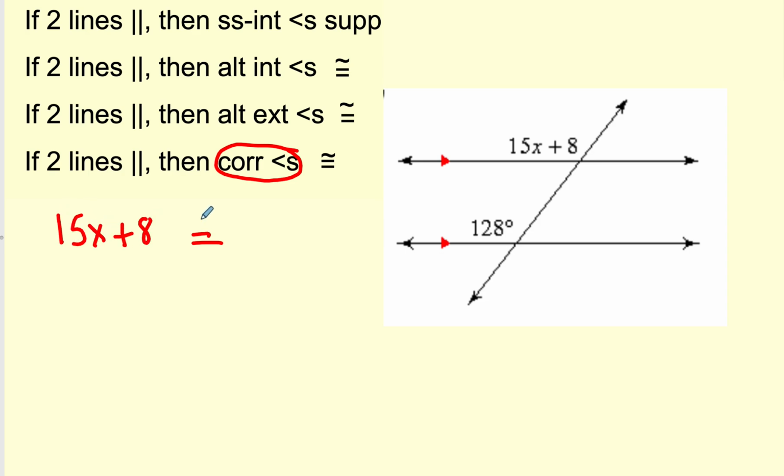15x plus 8 is equal to 128. Subtract 8 on both sides, and that'll be 120. And then x will be equal to 8. Okay, and that's what x will be equal to.